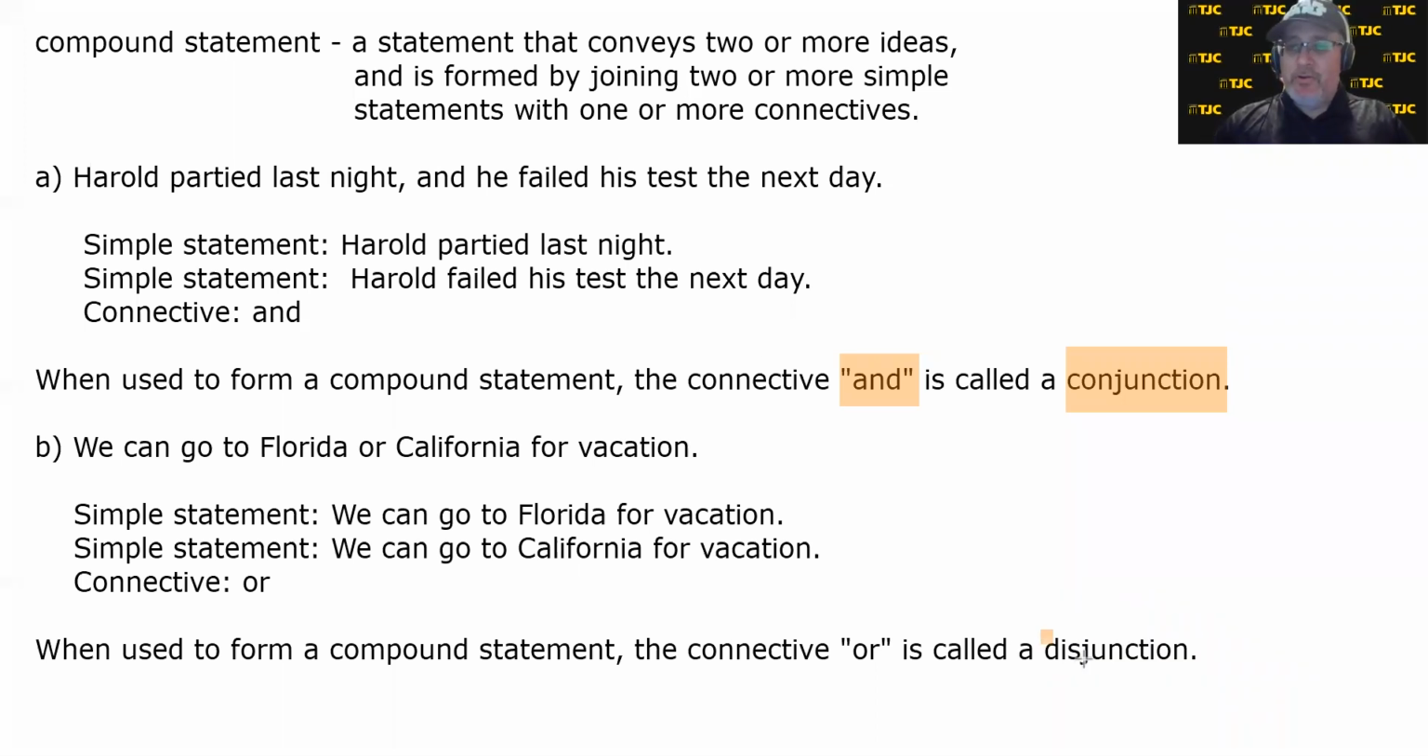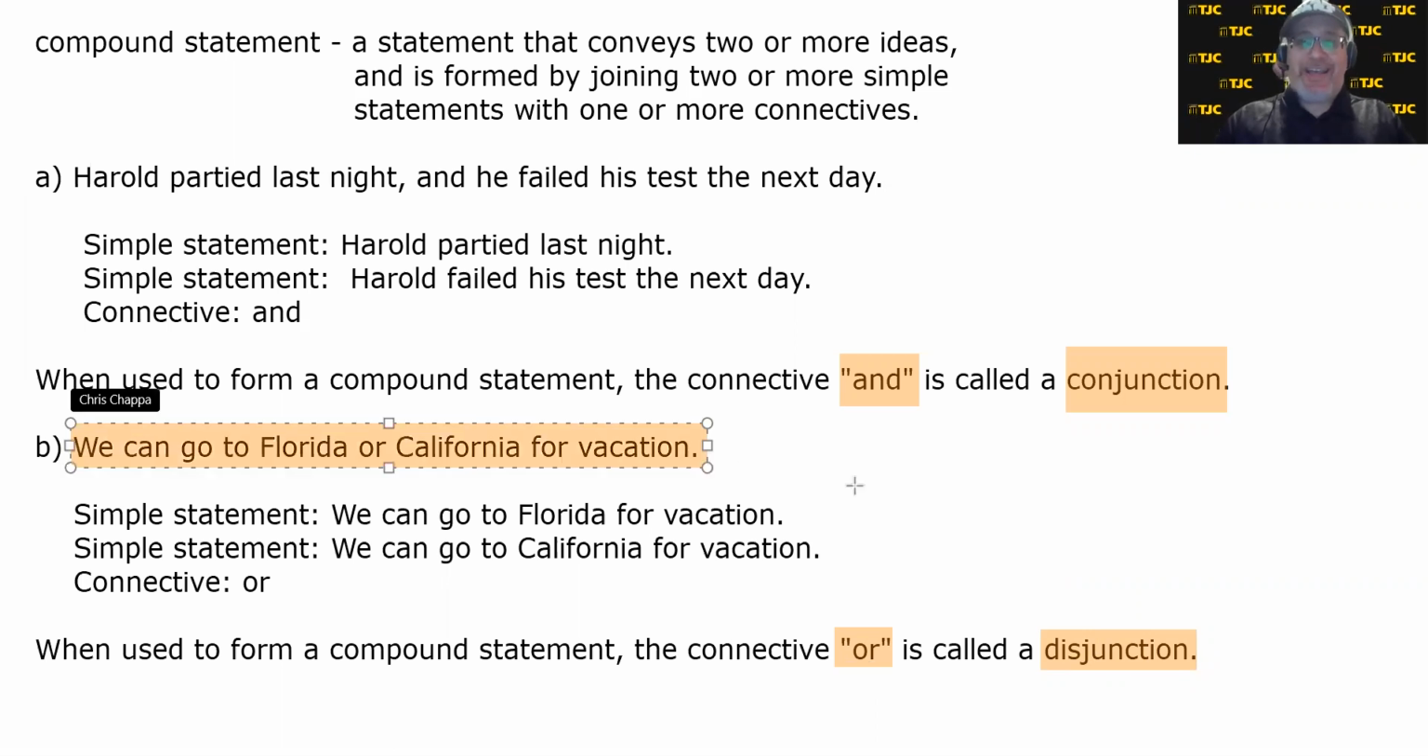It will be critical to keep these words sorted out because I will be using them quite a bit, and you will see them pop up in your homework. But when used to form a compound statement, the connective or is called a disjunction. Now, there are some students and even professors that will say, no, disjunction is the entire statement. In other words, there are people that will say, this statement is a disjunction. And I don't necessarily disagree with them. It's just that we can use the word disjunction in two capacities. We can use it to mean the entire statement joined with the or, or we can use it to mean just the word or itself. And the same thing for the word conjunction.